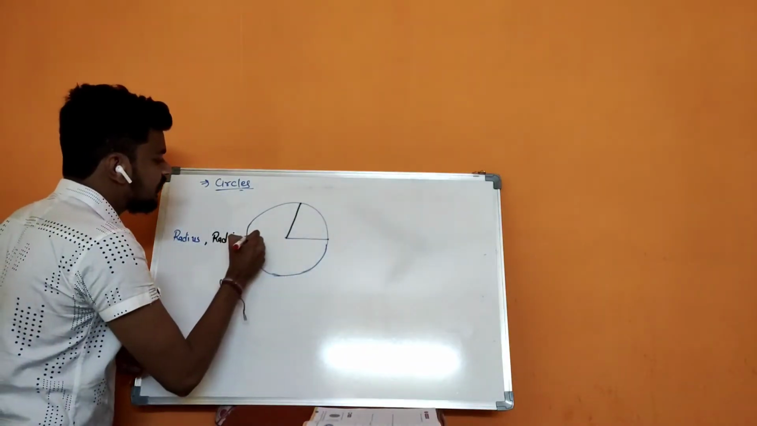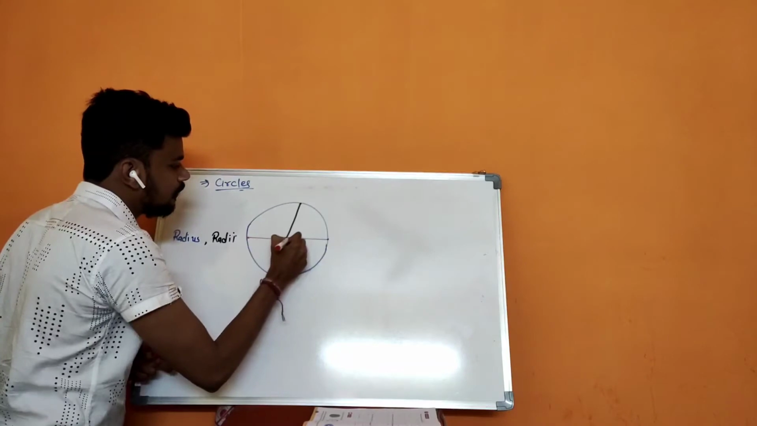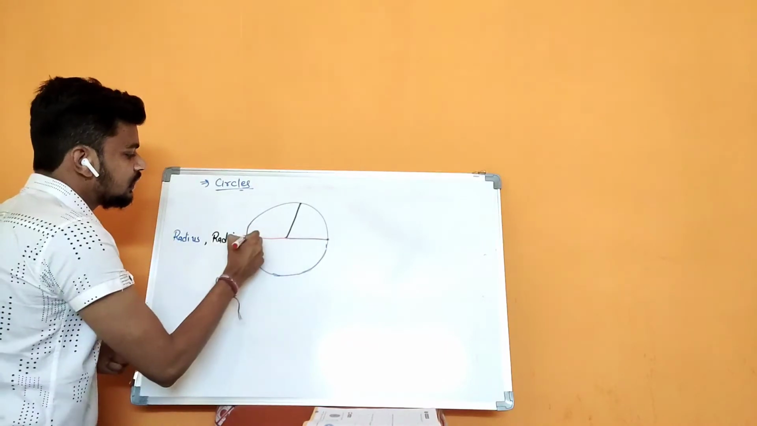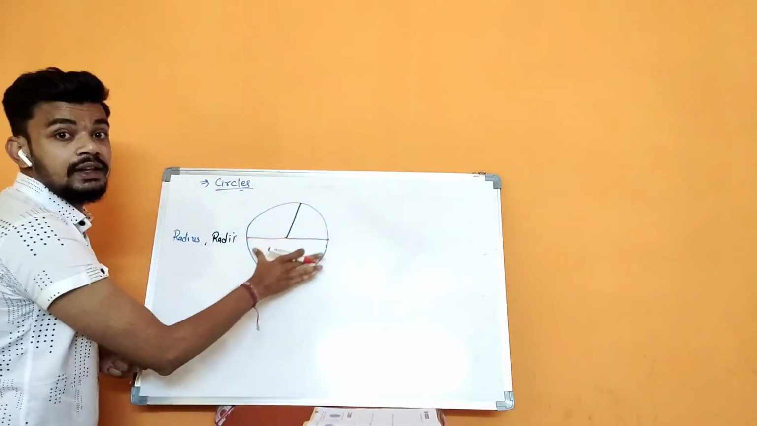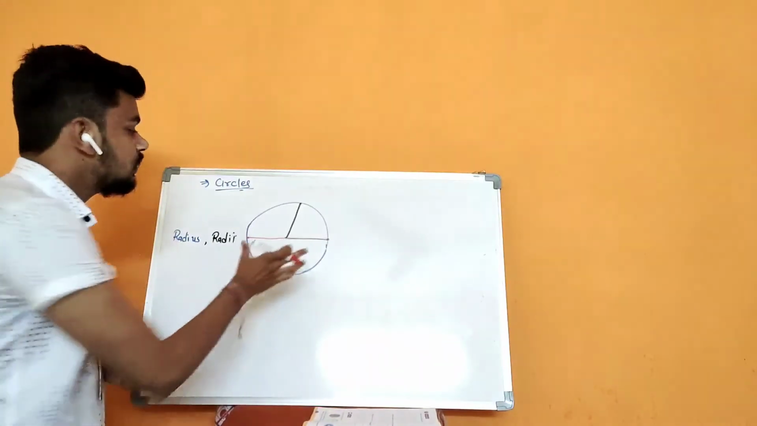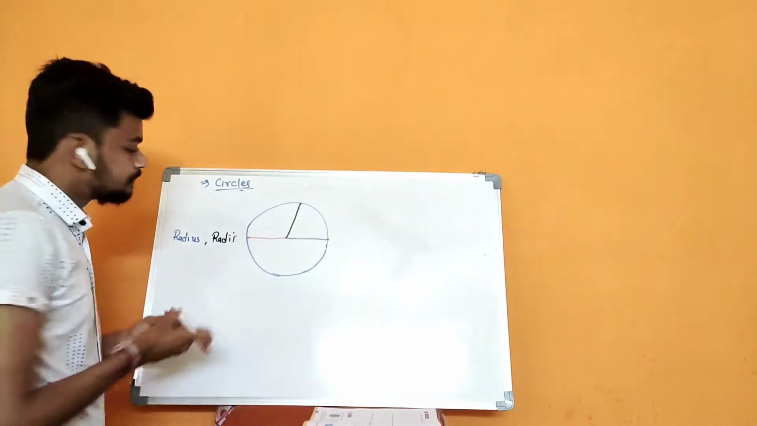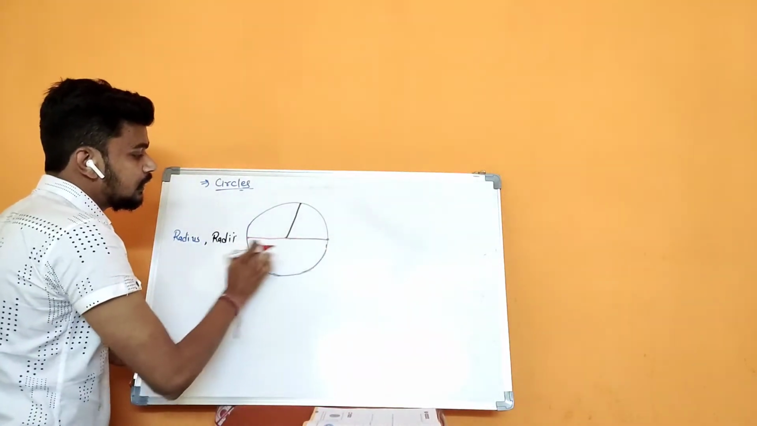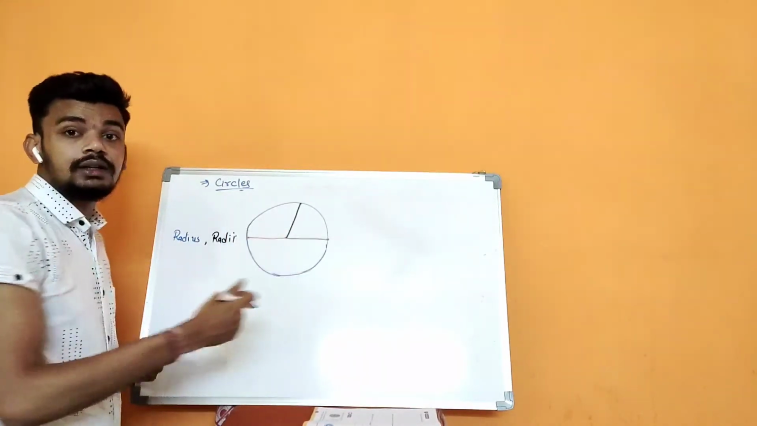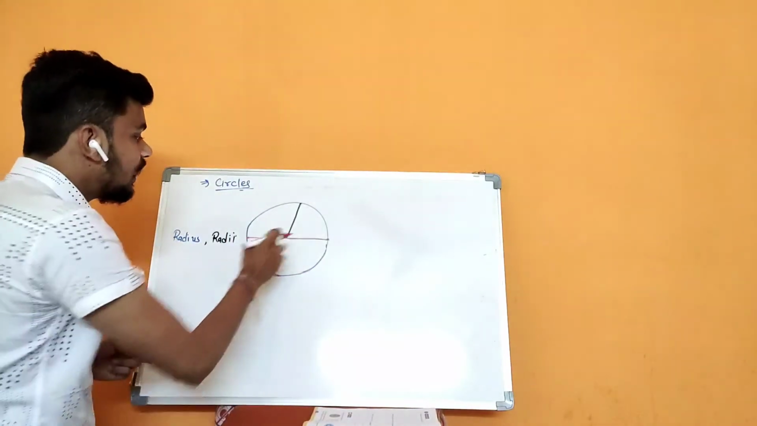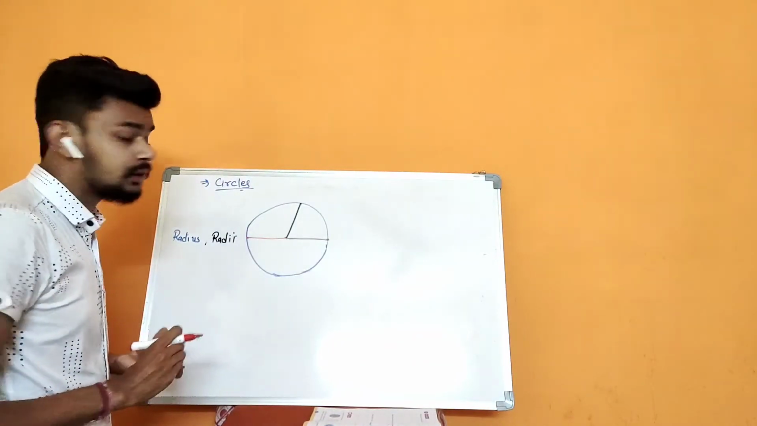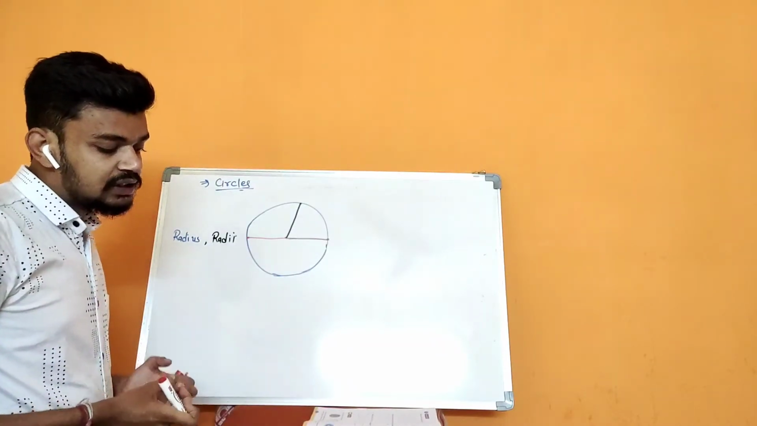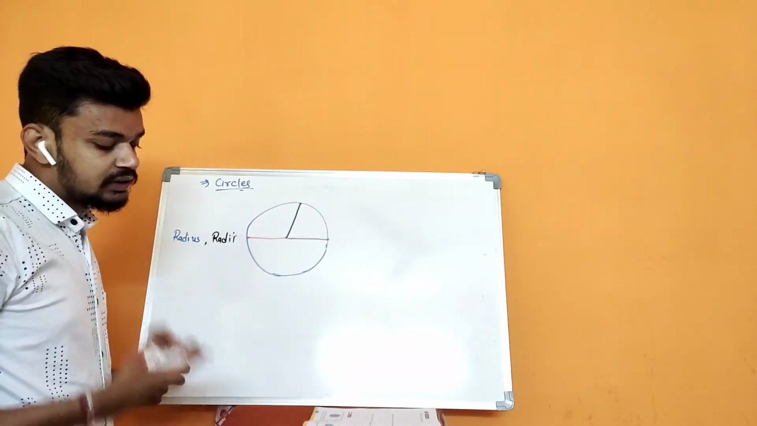Say for example, if I take like that, then this is the line segment, these are the two end points of it, that two end points must be on the circle only. Then circle की boundaries के ही दो points होने चाहिए. And the second condition is that the line segment should pass through the center of the circle. So that is called the diameter of the circle. The diameter of the circle is a line segment that passes through the center of the circle.